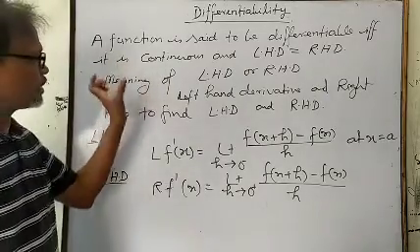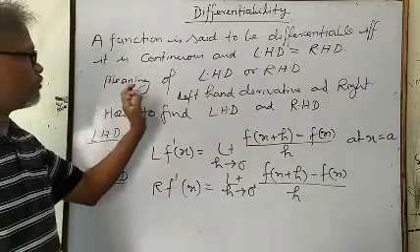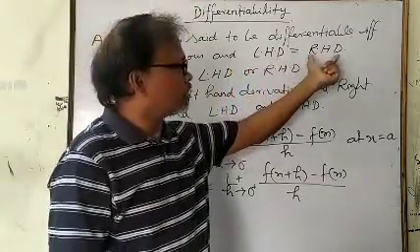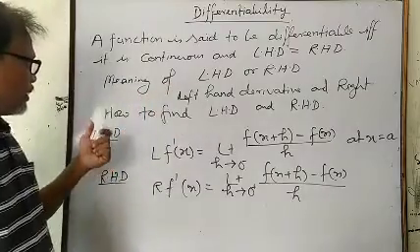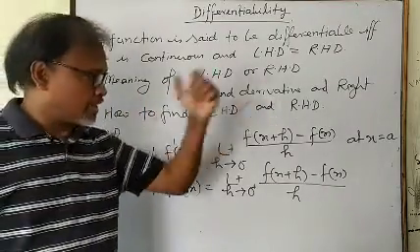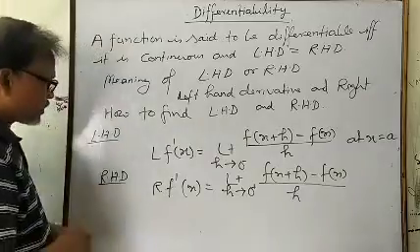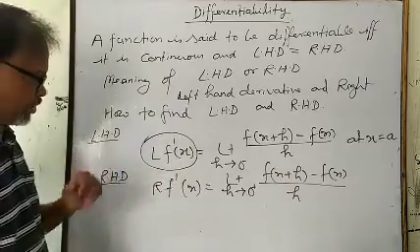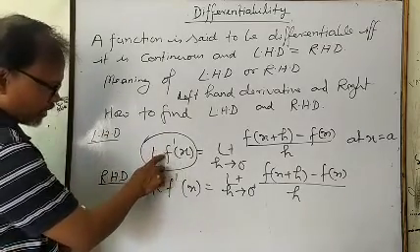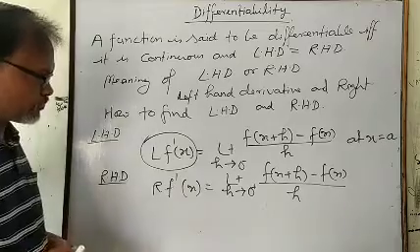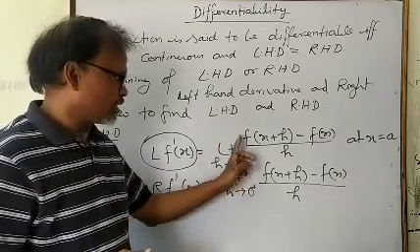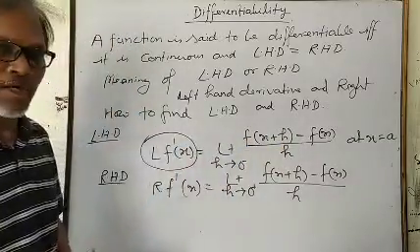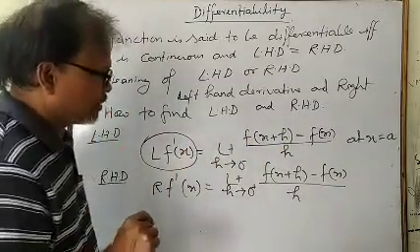Means the first condition is that the function must be continuous, and also the left hand derivative is equal to the right hand derivative. How to find the left hand derivative and right hand derivative? There is a formula. This symbol represents the left hand derivative. This is the function f(x), f dash x represents the derivative: limit h tending to 0 minus, f(x plus h) minus f(x), upon h. This type of formula you have read in the first principle method in differentiation.